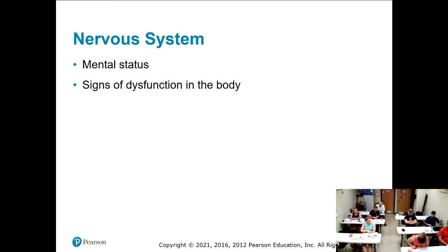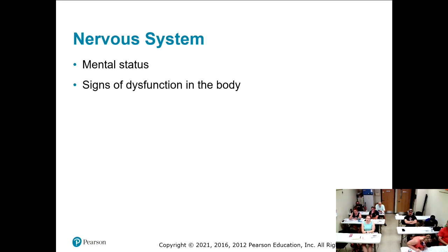Nervous system. We really want to know the mental status of the nervous system. Nervous system problems could be anything from dysfunction of the body to stroke patients. So mental status is huge in these patients. Knowing exactly when the symptoms started, knowing how long symptoms have been going on is very important in these patients. This is where we get into our stroke scales and determining dysfunction of the body.